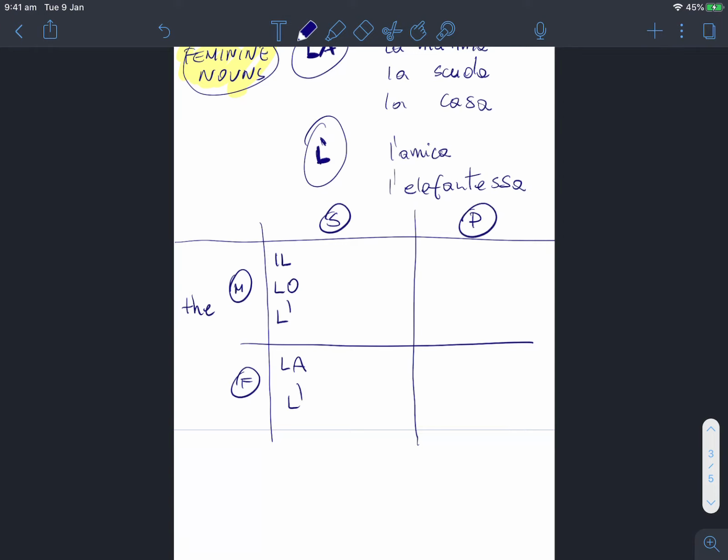Okay, so what does it mean? Why did I put plural here? Well, I put plural here, guys, because there is an extra layer of difficulties. Il in the plural will become i. Lo and il, L apostrophes, will become gli.